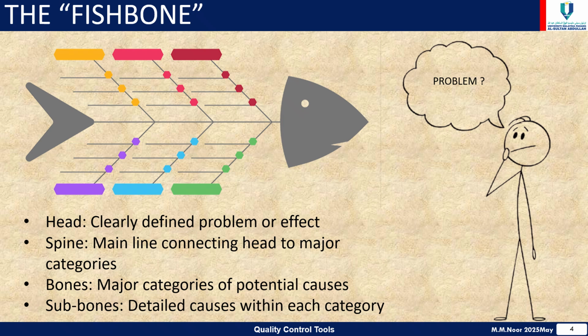Okay, here you can see the fishbone diagram. It really looks like a fish with a bone. The head represents the main problem. The spine connects the head to the major cause categories. We call these bones. You can see the red color, green, that is the bones. Each bone has sub-branches. They represent the more detailed causes. This structure makes it easy to see how everything is connected.